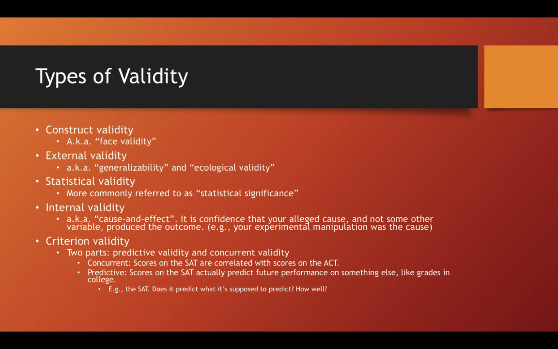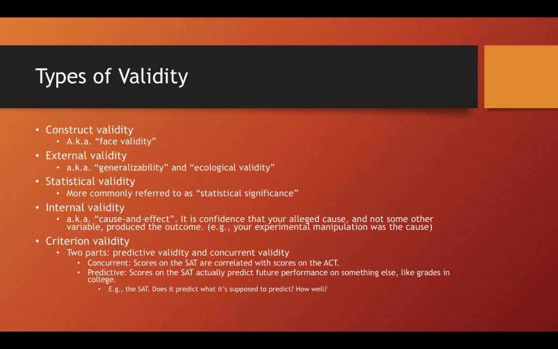And then criterion validity is a little bit trickier. There's two parts. There's concurrent validity, meaning if your measure of something is really valid, it should correlate with other measures of the same or similar things. If I decide I'm going to measure your height with a laser measuring tool, the height that I find with my laser measuring tool better be really similar to the height that I find with a tape measure. If it's not, then one of my measures is not valid.